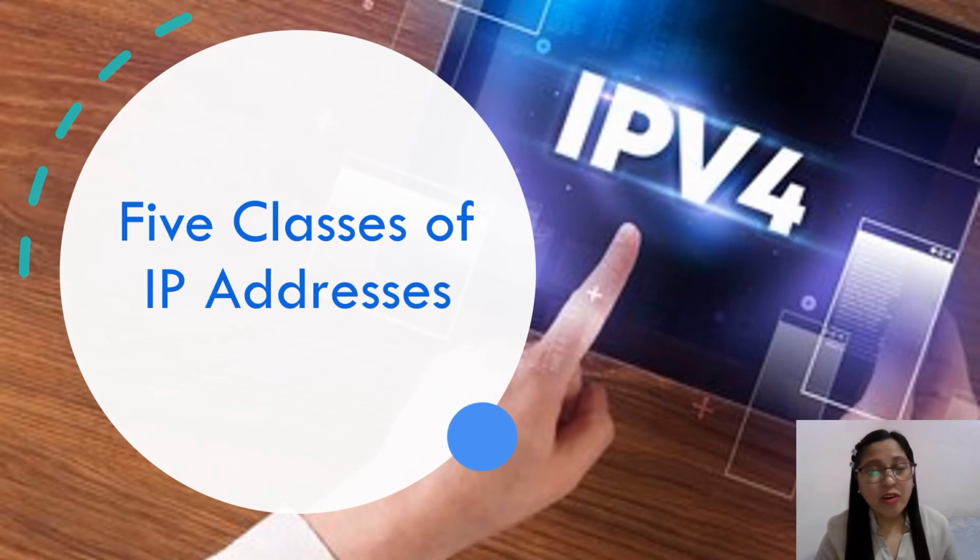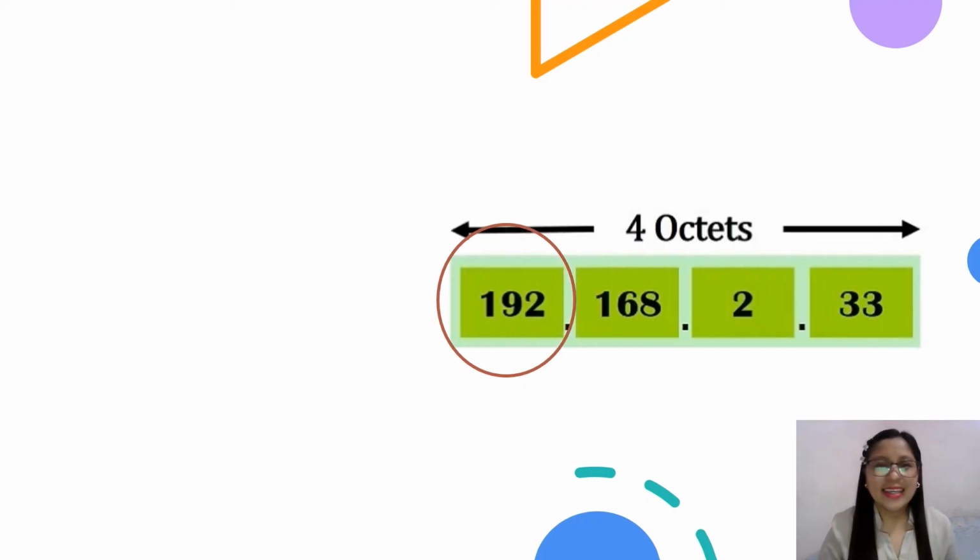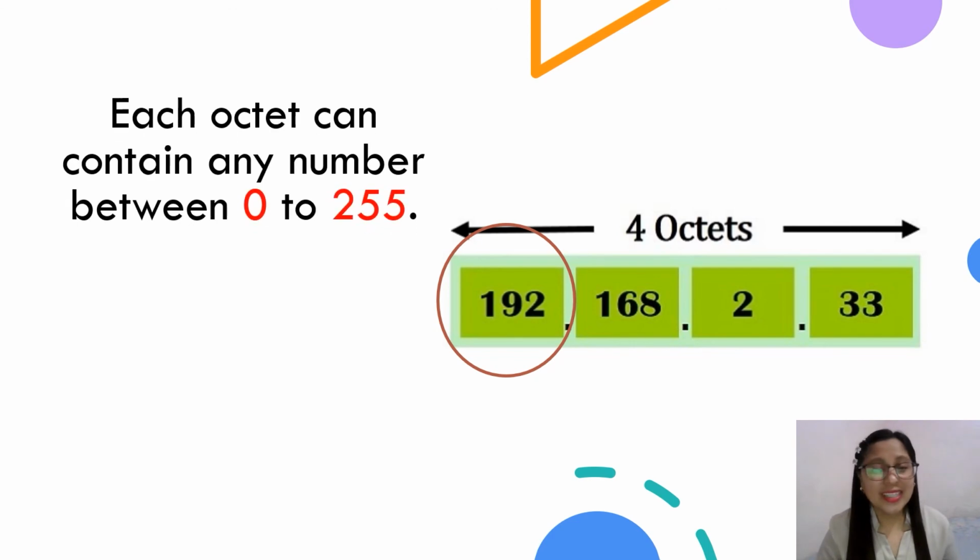The IPv4 addressing system is divided into 5 classes of IP addresses. An IP address consists of 4 octets. In this example, the value of the first octet is 192. The second octet is 168. Third octet is 2, and the last octet is 33. Each octet can contain any number between 0 to 255.